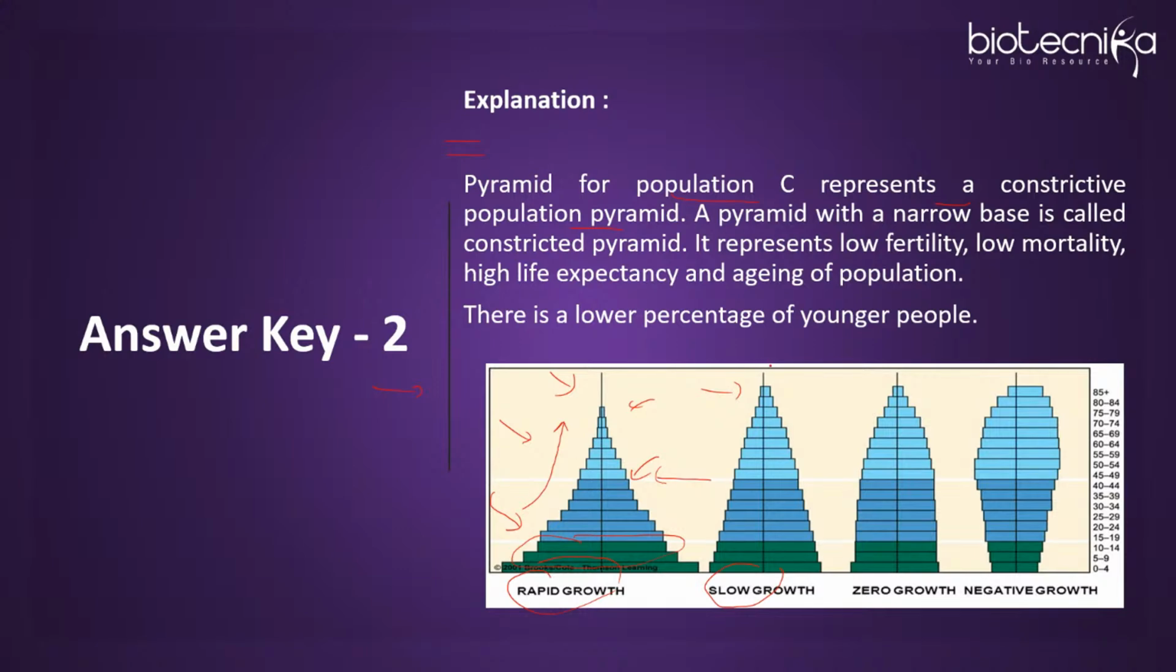Now moving to the third pyramid, right? Here, what we are looking at is that more or less the number of individuals is the same in the younger age groups, in the middle age groups, or in the older age groups. So that means this depicts zero growth, right? Where we can find a zero growth pyramid. Can you tell any example of a country which is known to have zero growth these days?